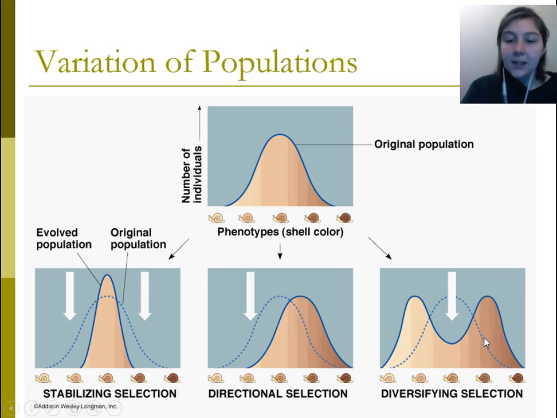And diversifying selection is when we get two humps. So we have a concentration in the lighter end and a concentration in the darker end, and nothing really in the middle.